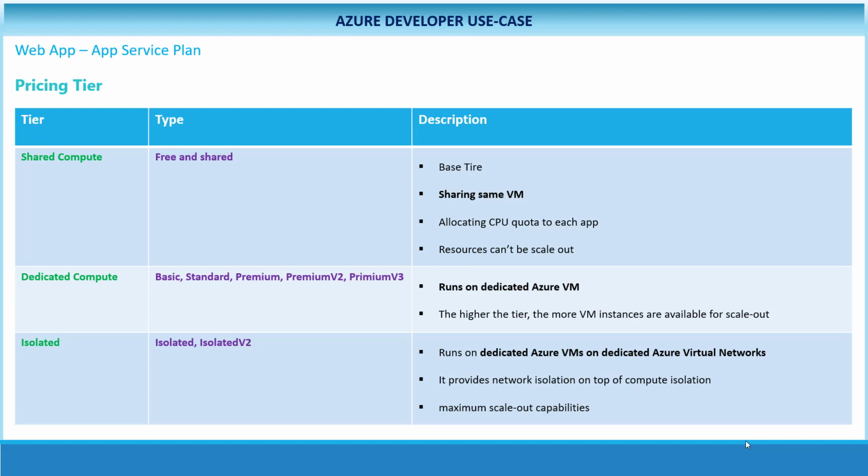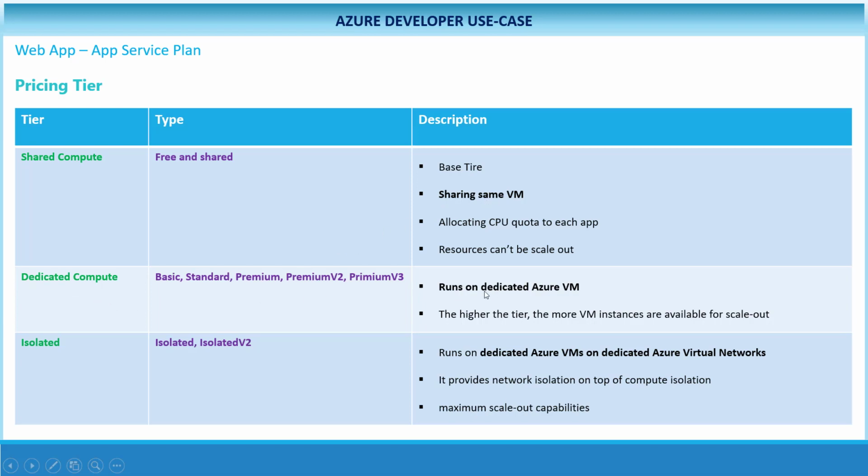So if we compare all of these tiers, shared compute is the base tier, sharing the same VM. I mean, there is a single virtual machine sharing multiple applications, allocating CPU quota for each application. Resources cannot be scaled out. That means we cannot horizontally scale out the application with different nodes as we are using the same virtual machine.